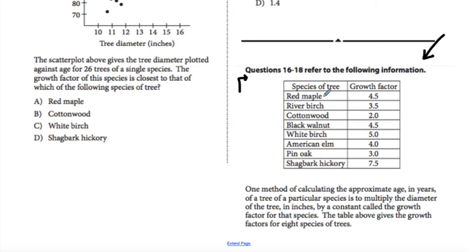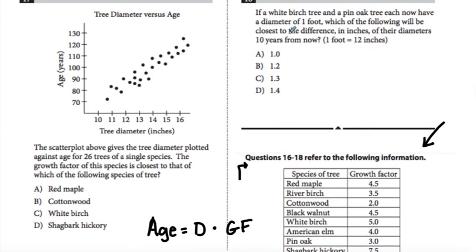It's giving me the species of tree and the growth factor. And it said one method of calculating the approximate age in years of a tree is by multiplying the diameter of the tree by a constant called the growth factor. So I actually wrote that as an equation. Age equals diameter times growth factor. All right, so then the question I was looking at was number 18. If a white birch tree and a pin oak tree each now have a diameter of a foot, which of the following will be closest to the difference in inches for their diameters 10 years from now?